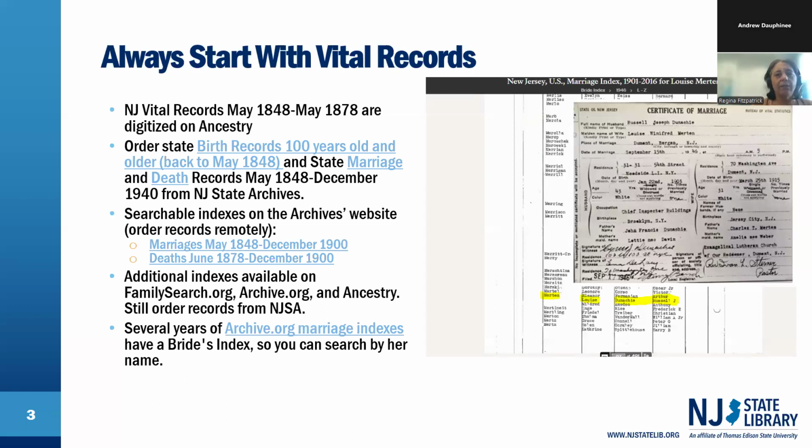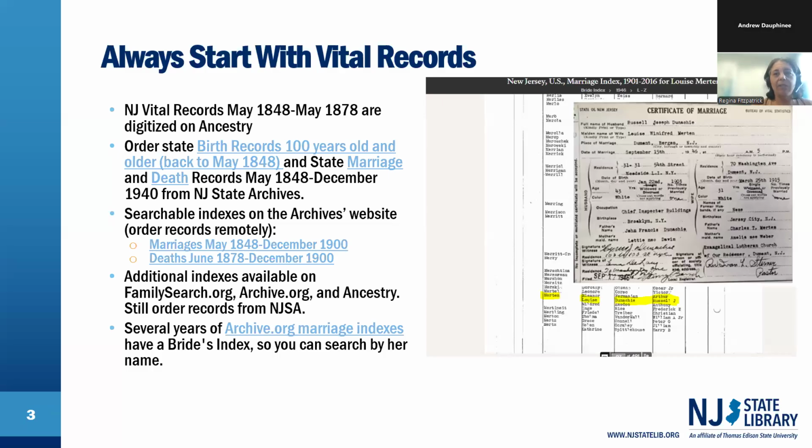Unfortunately, many of the vital records collections are not digitized themselves online, except for the very earliest New Jersey vital records, which are from May of 1848 to May of 1878. And these have been digitized and they're available to look at on Ancestry. So those are the actual vital records, not just indexes. Indexes are most of what is online, and that is still very helpful because once you have an exact date of death, etc., or marriage, it makes it much easier to get your hands on the actual vital records.